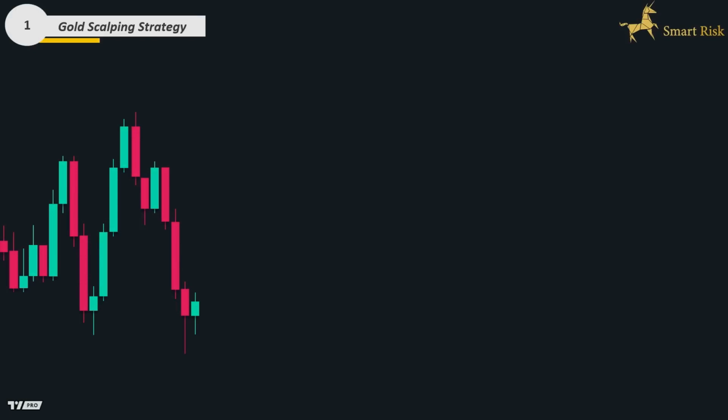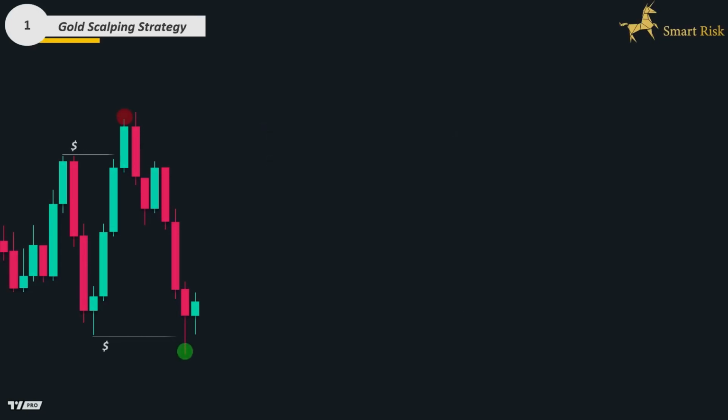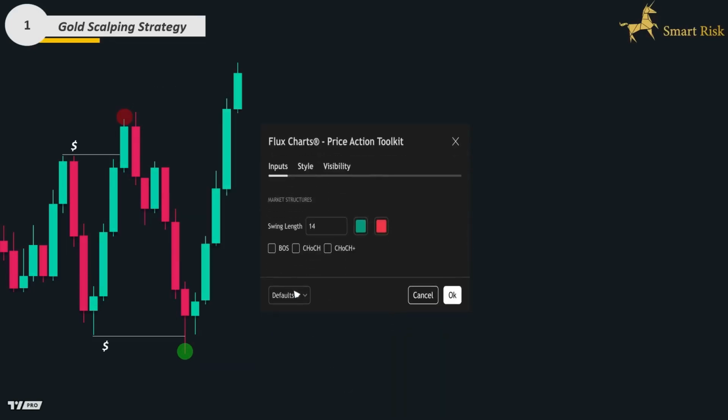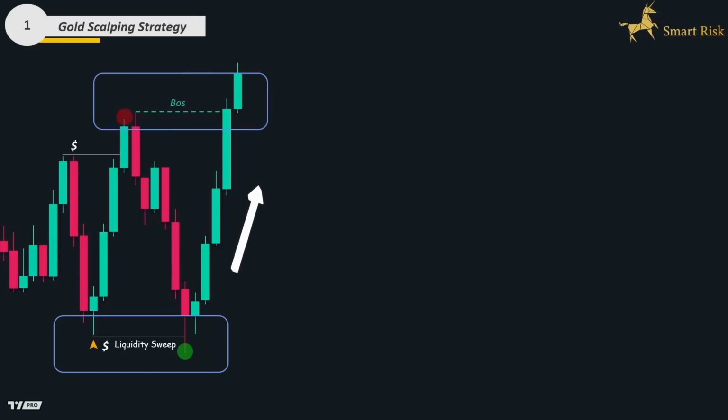To set this up, after applying the Price Action Toolkit, go to the Settings tab and enable the Liquidity Grab option. Once that's activated, bullish liquidity grabs will appear on the chart as small green circles, while bearish liquidity grabs will appear as red circles. Next, go to the indicator settings and activate the BOS and CHoCH checkboxes. Here in this example, we can see a bullish liquidity grab where price sweeps below a recent key swing low, immediately shows a strong rejection to the upside, and finally leads to a bullish break of structure.